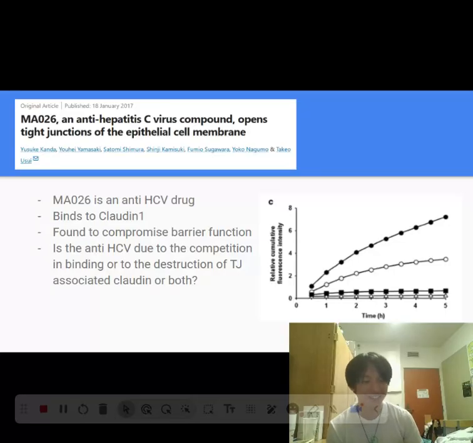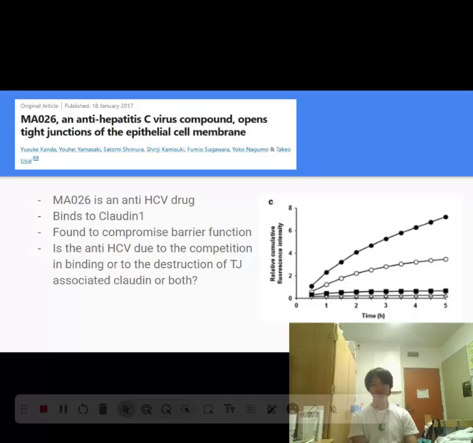I thought that this paper was just interesting to look at, because even though it's not entirely clear if the anti-HCV properties are due to the loss of the tight junction barrier function, I suspect that it could also be that this molecule is just binding to the CLDN1 itself, and maybe it's competing for the binding site.